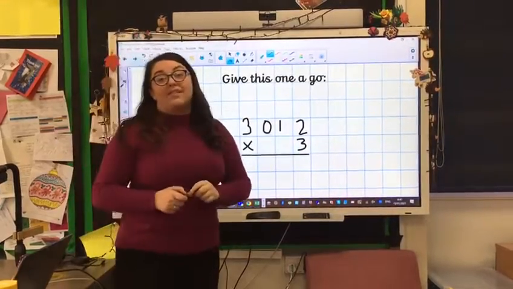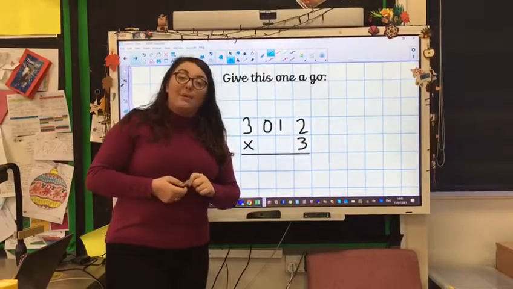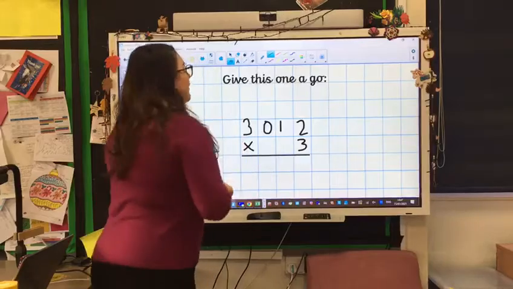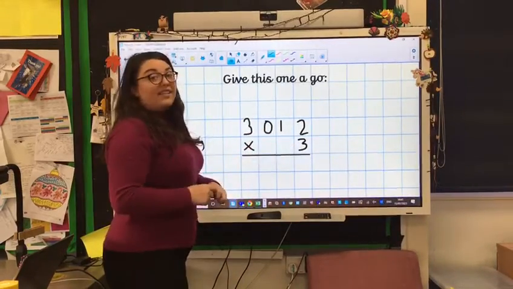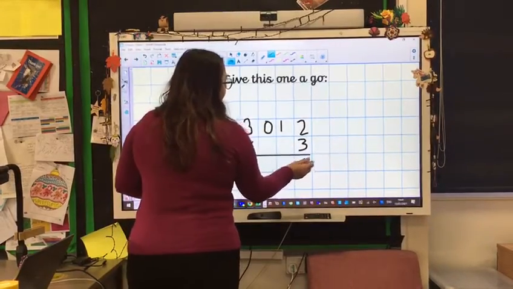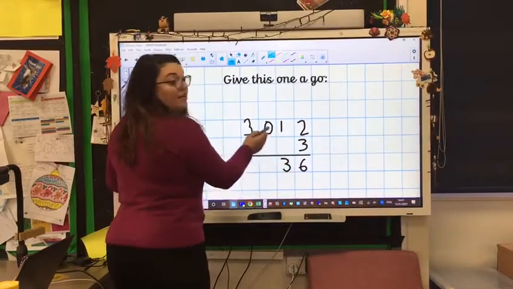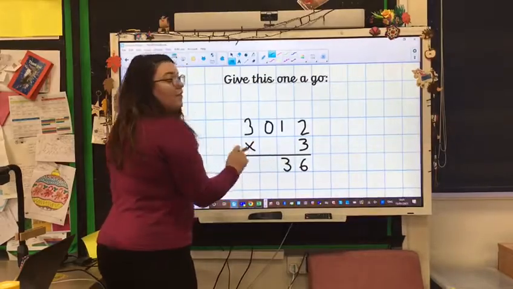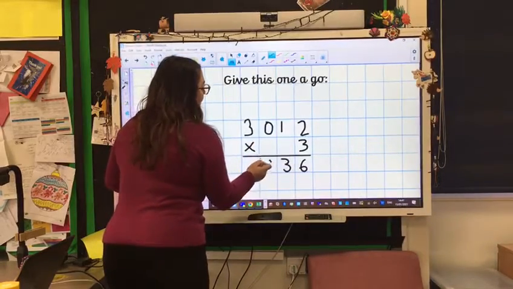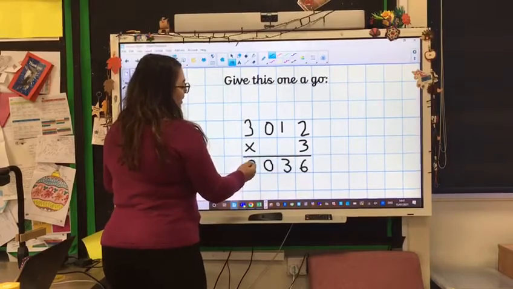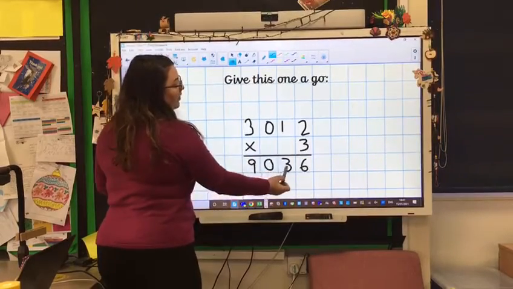Okay, now give this one a go. Give it a try, think about your timetables and then we'll go through it. Okay, so 2 times 3 is 6. 1 times 3 is 3. 0 times 3, we know everything times 0 is always 0. And 3 times 3 is 9. So your answer should be 9,036.